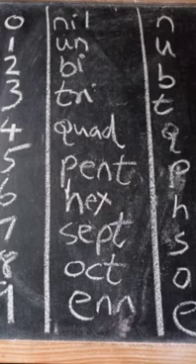3, tri, T-R-I, symbol t. 4, quad, Q-U-A-D, symbol q. 5, pent, P-E-N-T, symbol p. 6, hex, symbol h. 7, sept, S-E-P-T, symbol is s. 8, oct, O-C-T, symbol is o. 9, enn, E-N-N, symbol is e.